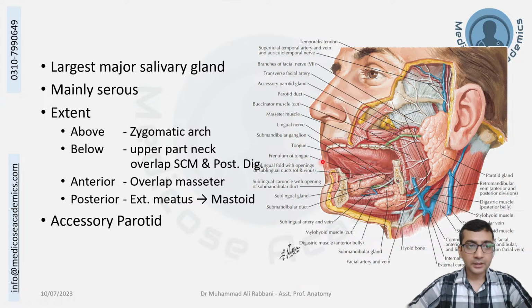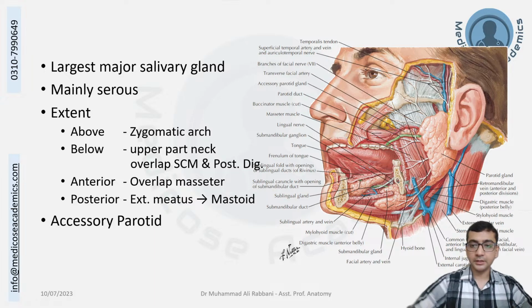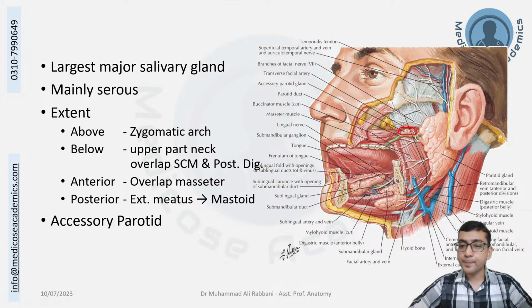So this is the parotid gland, and an accessory parotid gland may also be present here. It is shown in the picture right here. This is the accessory parotid gland shown here. When present, it is usually present parallel and above the parotid duct. So we will talk about the parotid duct shortly.